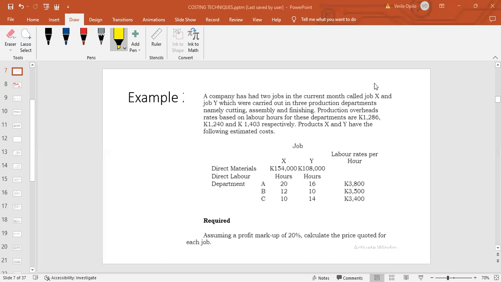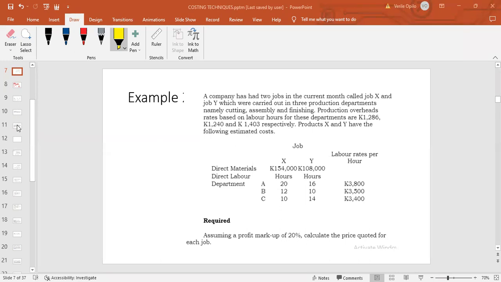Once you have obtained the total job cost, then you add the markup of 20%. So 20% multiplied by the total amount. In this case, 20% of the total cost the company has incurred, then you're able to get the price for that particular job.